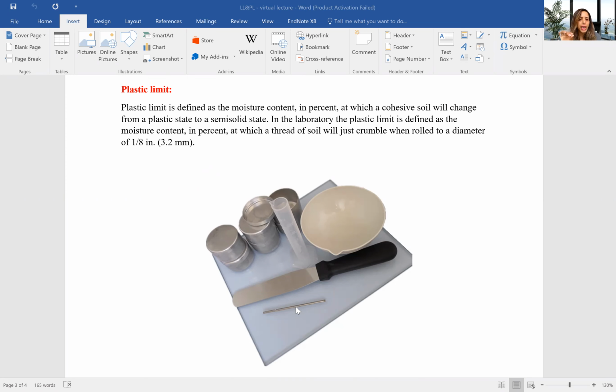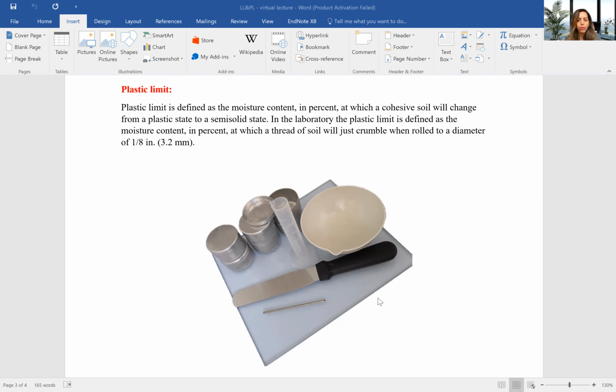If it breaks before you reach that diameter, that means your soil is too dry, so you have to add water. If you pass this diameter and your soil still doesn't crumble, then that means your soil is too wet. So you have to play with it, roll it and make the ball and flatten it so it loses moisture content, and then you repeat the test. So you do the test 2 or 3 times, and then you get the average of the water content of the samples, and the average is going to be your plastic limit.